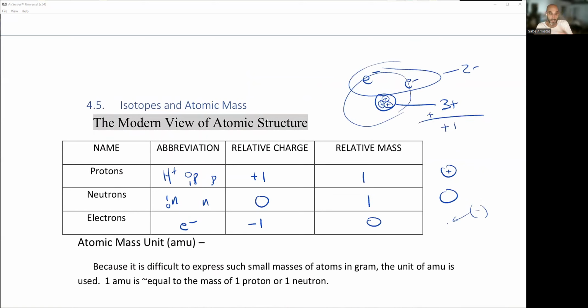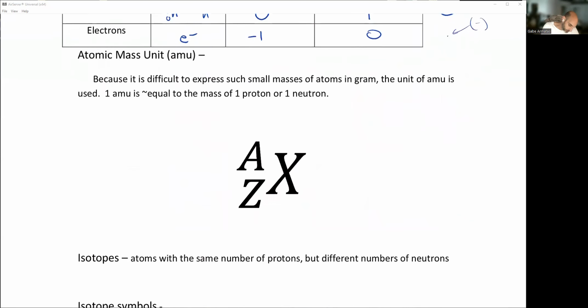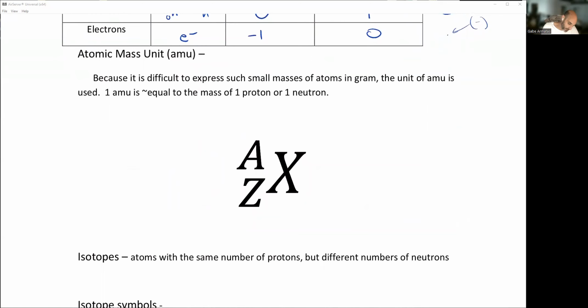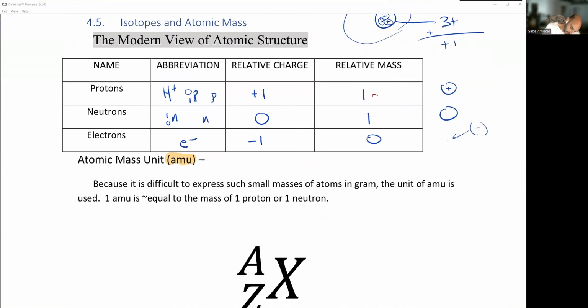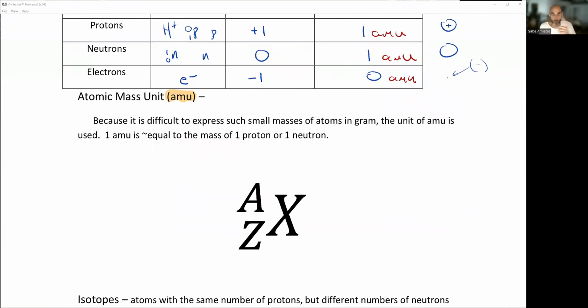I've got 1 extra proton than electron. We're going to do a bunch of examples with this in class. So for the atomic mass number, we're going to use the term AMU, which is the relative mass, atomic mass units. So 1 proton counts as 1 AMU.